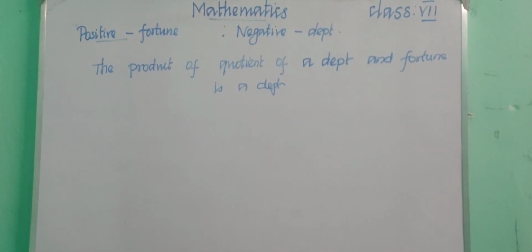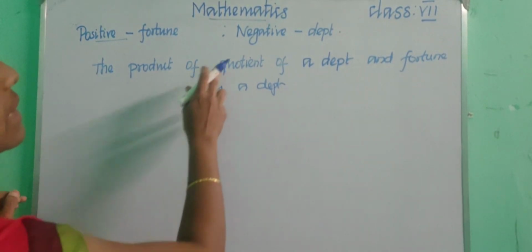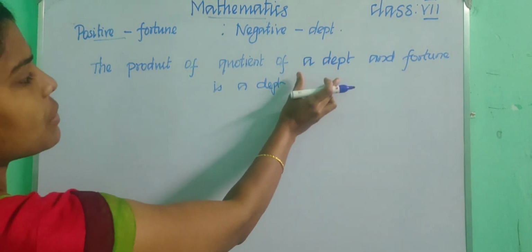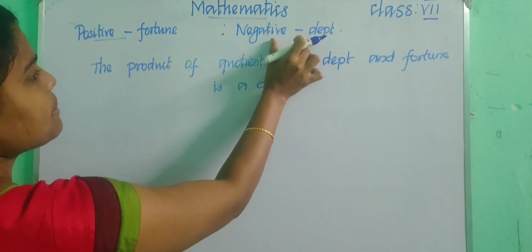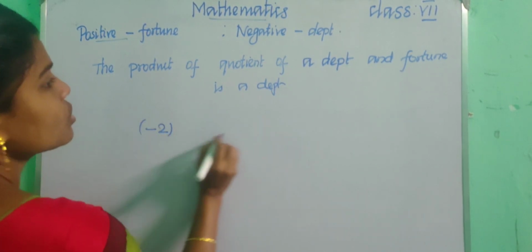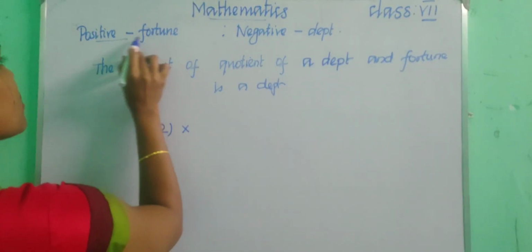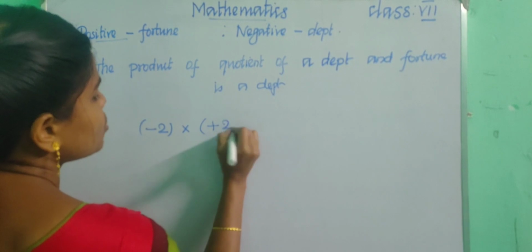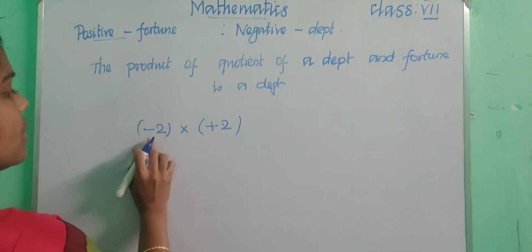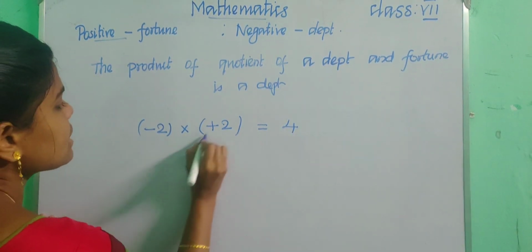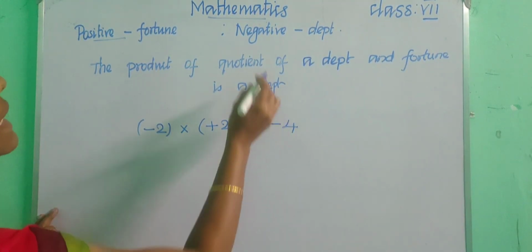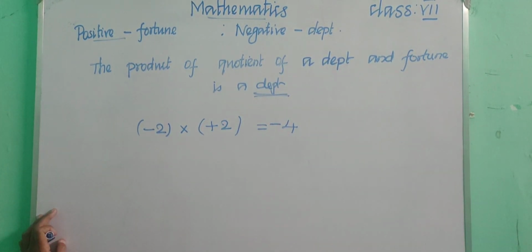The next rule: the product or quotient of a debt and a fortune is a debt. Debt means negative. Let me assume the debt is minus 2, and a fortune means positive, so plus 2. Minus 2 into plus 2: 2 twos are 4, and minus into plus gives minus, so minus 4. It is a debt. So the product or quotient of a debt and a fortune is a debt.